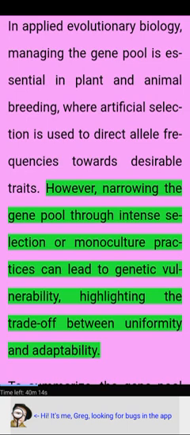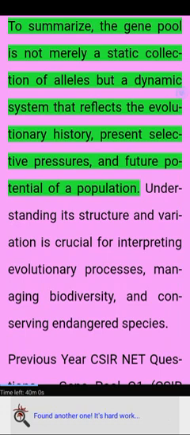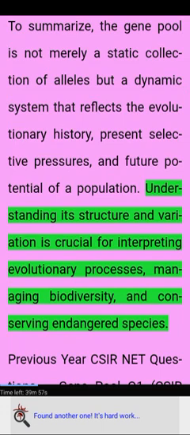However, narrowing the gene pool through intense selection or monoculture practices can lead to genetic vulnerability, highlighting the trade-off between uniformity and adaptability. To summarize, the gene pool is not merely a static collection of alleles but a dynamic system that reflects the evolutionary history, present selective pressures, and future potential of a population. Understanding its structure and variation is crucial for interpreting evolutionary processes, managing biodiversity, and conserving endangered species.